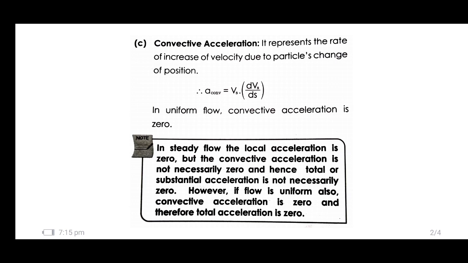As it denotes the change in space, in uniform flow the convective acceleration becomes 0. Hence there is an important note: in steady flow the local acceleration is 0, but the convective acceleration is not necessarily 0, and hence total acceleration is not necessarily 0. However, if flow is uniform also, convective acceleration is 0, and therefore total acceleration is 0. I hope this is clear.